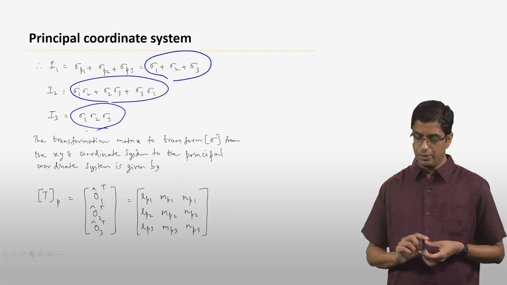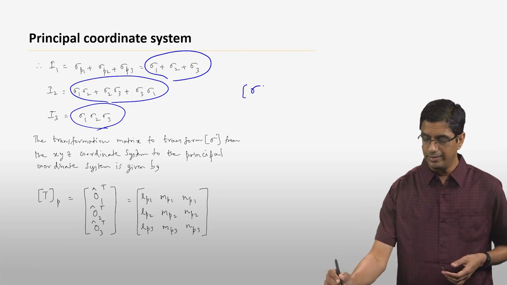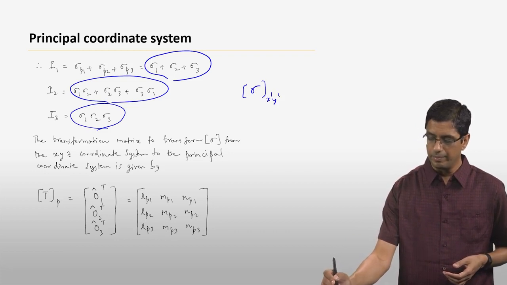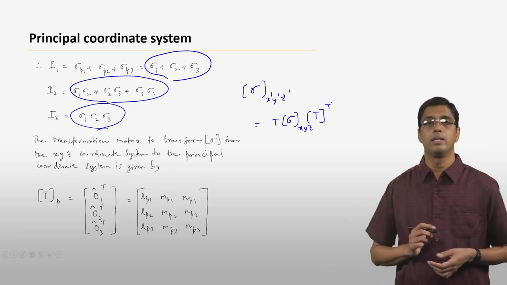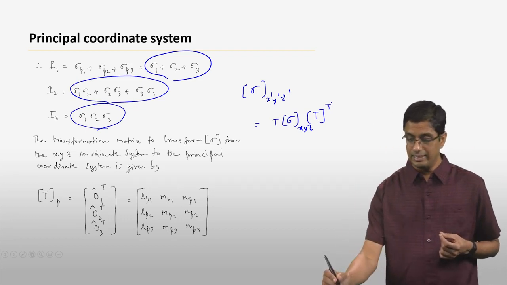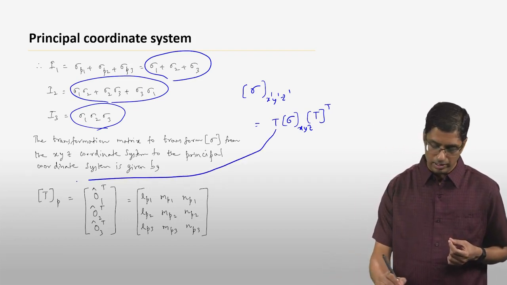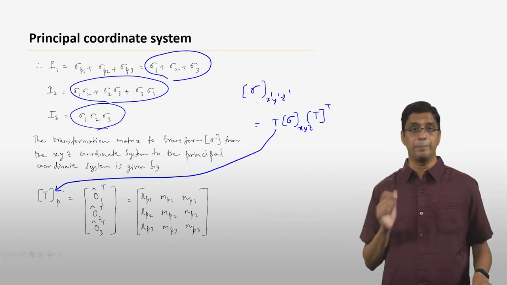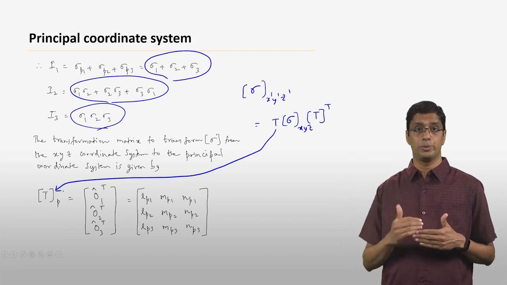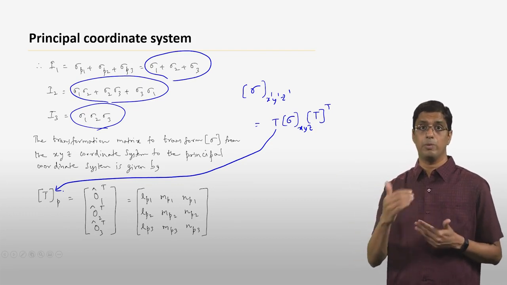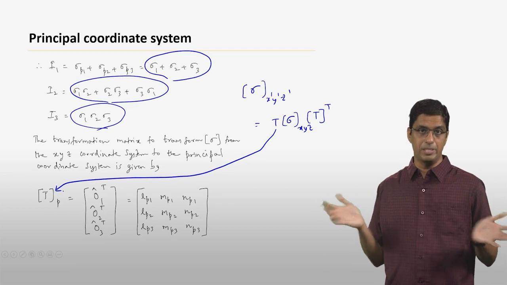So typically, sigma in the x prime, y prime, z prime coordinate system is nothing but the transformation matrix T times sigma in the x, y, z coordinate system times T transpose. You can define the transformation matrix T for the principal coordinate system, which I define as TP, as nothing but O1 cap transpose, O2 cap transpose, O3 cap transpose. So O1, O2, O3 are essentially the principal directions.